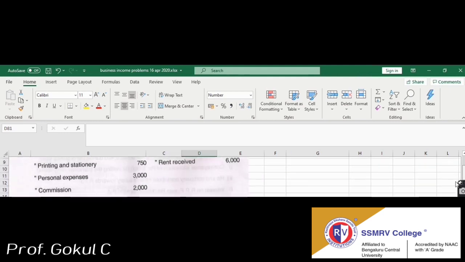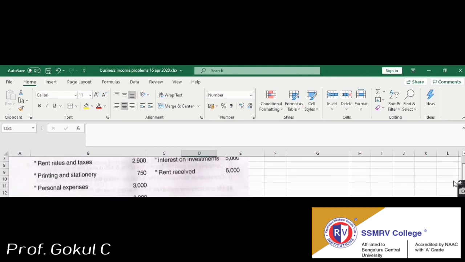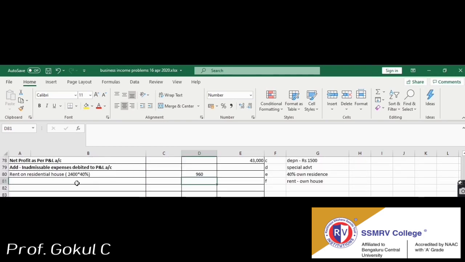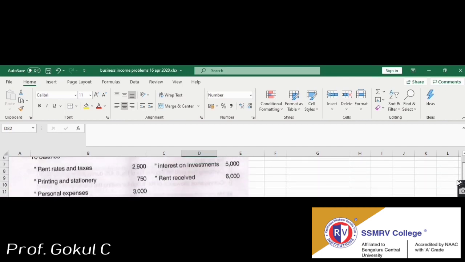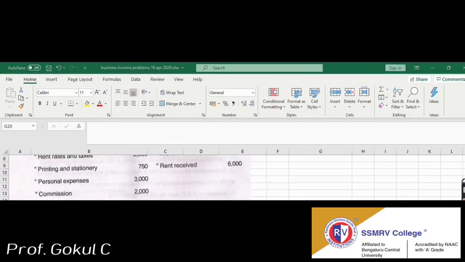Come to the next one. Printing and stationery, pure business expenditure. Personal expense not allowed. Personal expenditure has to be added back to the extent of 3,000 rupees. Fine. Then commission, pure business expenditure, no adjustment.